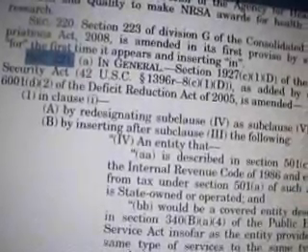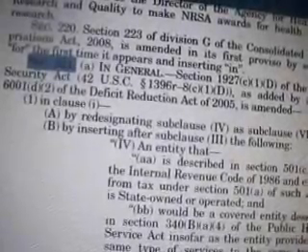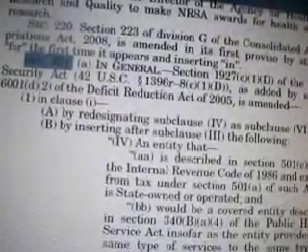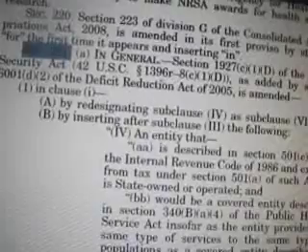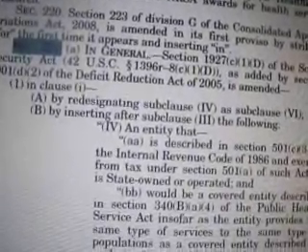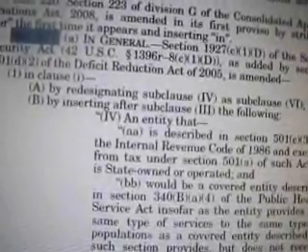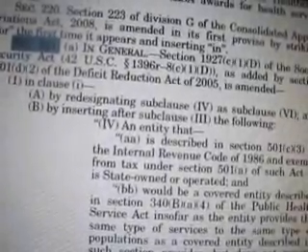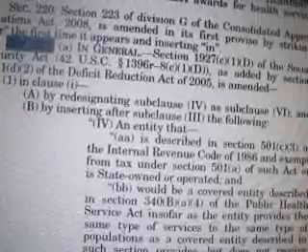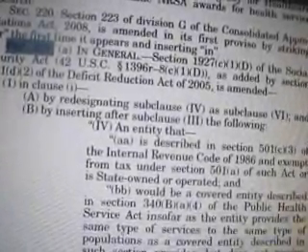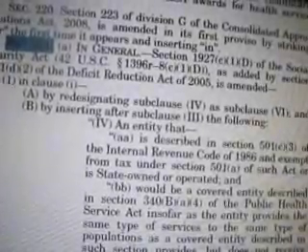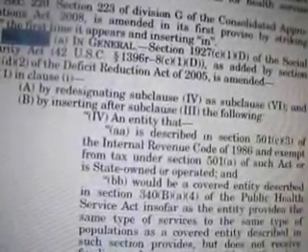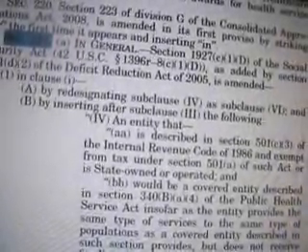4. An entity that (AA) is described in Section 501(c)(3) of the Internal Revenue Code of 1986 and exempt from tax under Section 501(a) of such act, or is state-owned or operated, and (BB) would be a covered entity described in Section 340B(a)(4) of the Public Health Service Act, insofar as the entity provides the same type of service to the same type of population as a covered entity described in such section provides, but does not receive funding under a provision of law referred to in such section.